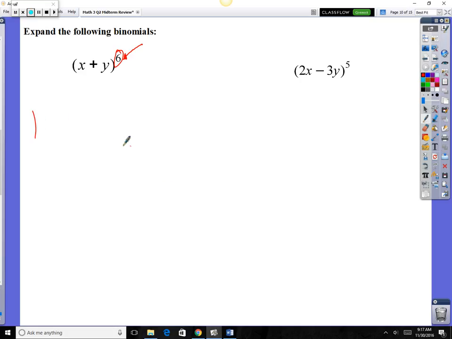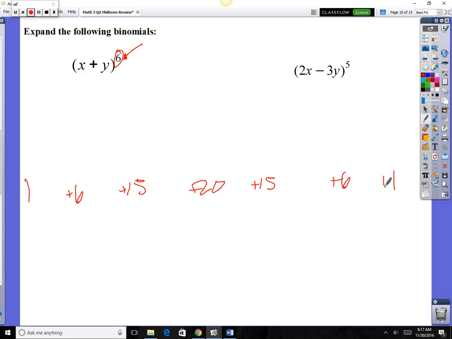Should be a 1, 6, 15, 20, 15. Man, I wrote too big. 1, 6, 15, 20, 15, 6, and 1. Okay, now it's plus, so everything is going to be plus, plus, plus, plus.